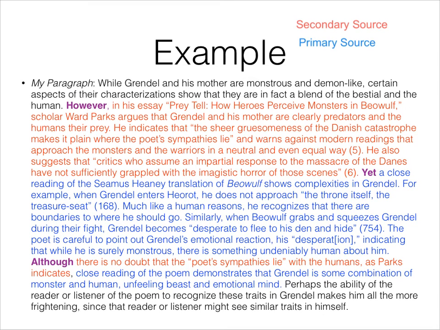"Perhaps the ability of the reader or listener of the poem to recognize these traits in Grendel makes him all the more frightening, since the reader or listener might see similar traits in himself." Notice that that gets us really close to a general thesis, right? Maybe we could add something more like that up here in the topic sentence, but I am really happy with the way that this author of the paragraph rounds out the end of the body paragraph with a connection to not only the topic sentence, but also the general thesis.